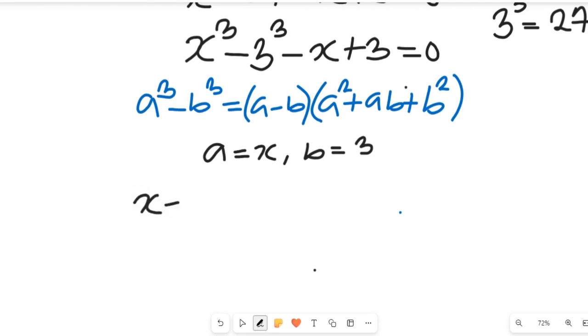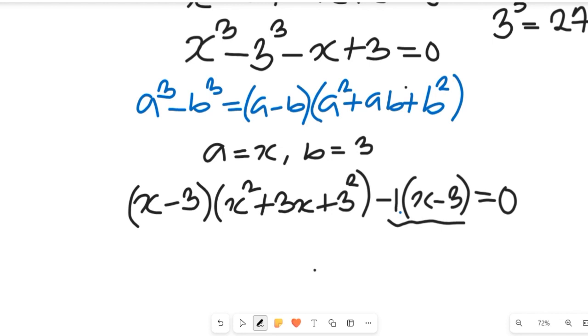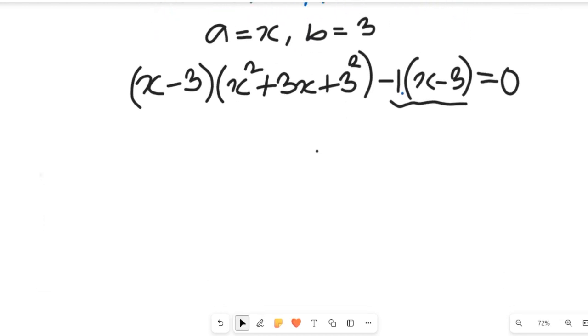x minus 3, that's the first expression, right? And then we'll have x squared plus 3x plus 3 squared, right? This will now give us minus 1 multiplied by x minus 3, and this will be equal to 0, right? So if you simplify this, you find out that you're going to have this expression. Cool. Now let's simplify this further.